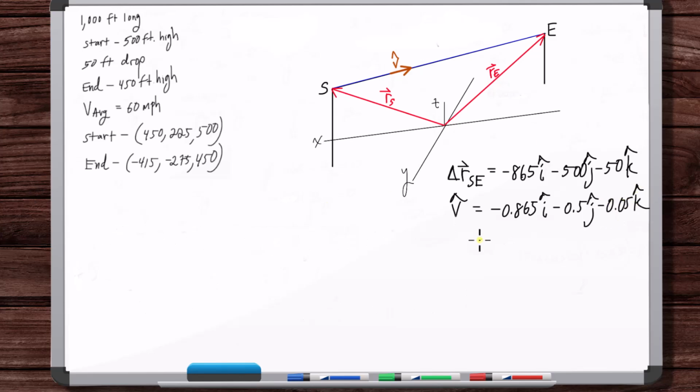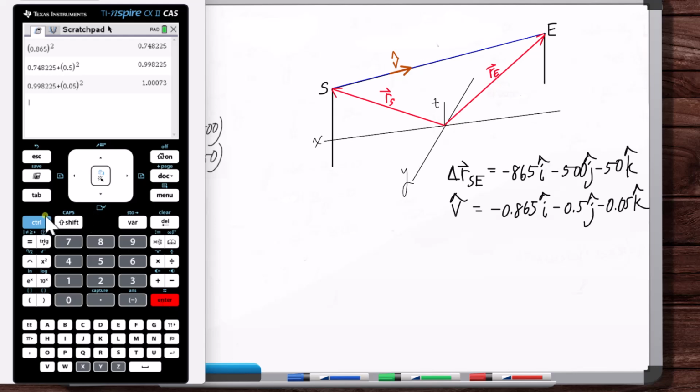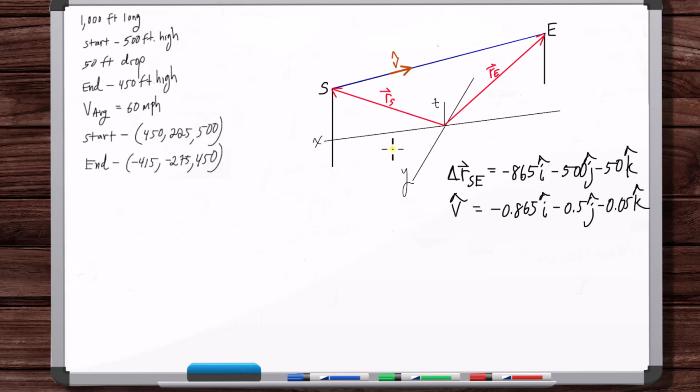This is a unit vector. It seems like it wouldn't be, look at these random components, but 0.865 squared plus 0.5 squared plus 0.05 squared, take the square root of that, 1. And it's pointing along the zip line from the start platform to the end platform.